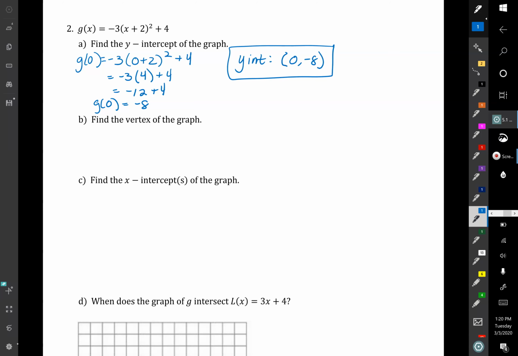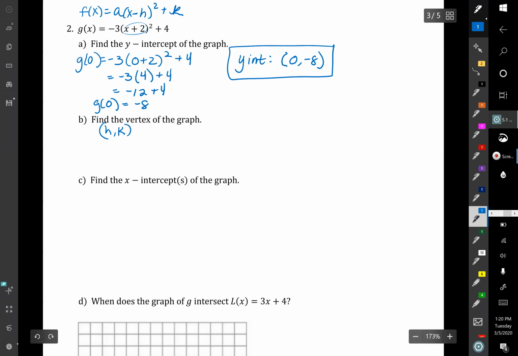Part B, find the vertex of the graph. Well, that's really nice because we have it in vertex form. And remember, the generic is f of x equals a(x minus h) squared plus k. So I know the vertex is (h, k), right? So in this case, h is plus 2, but remember, because this is subtract, x minus h is what the format is.